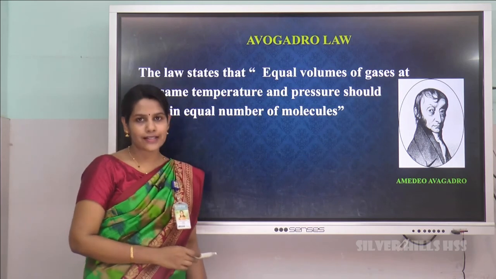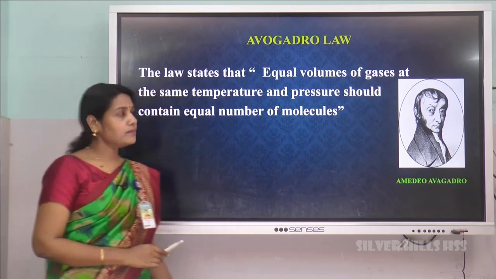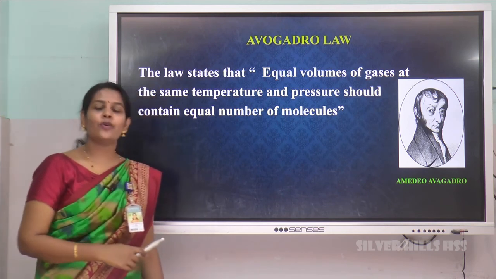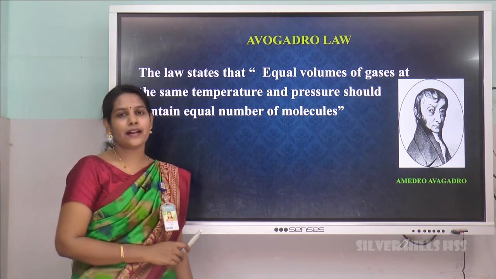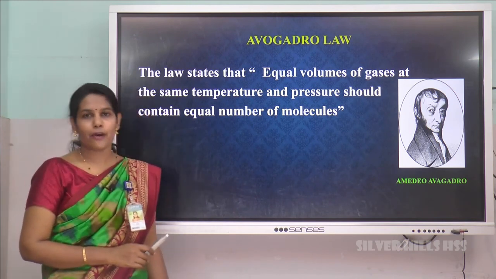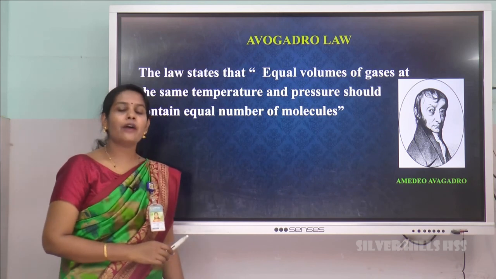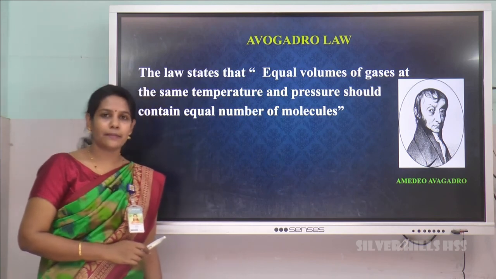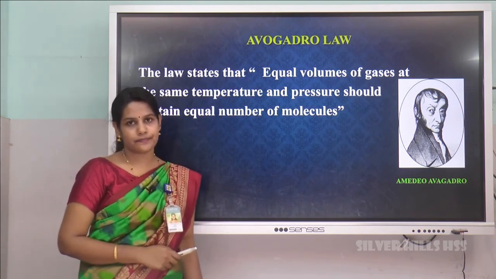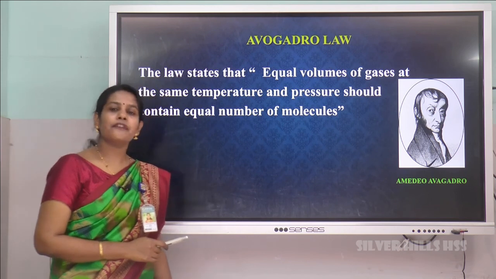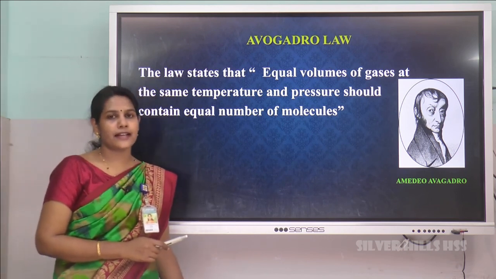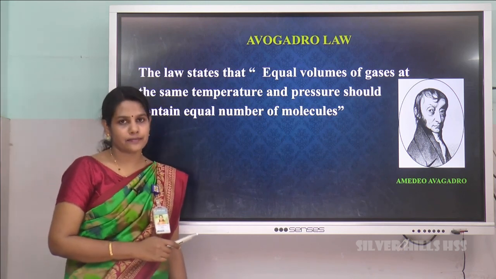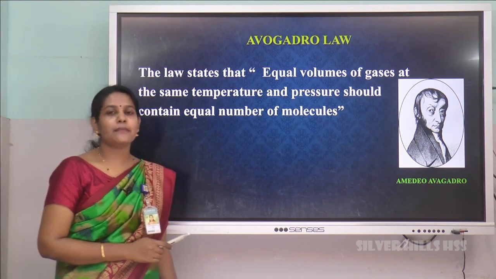Now let us move to the last law, that is Avogadro law, put forward by Amedeo Avogadro. The law states that equal volumes of gases at the same temperature and pressure contain an equal number of molecules. That is, if you count the number of molecules in different gases of the same volume at the same temperature and pressure, you will get the same number of molecules. For example, take 5 liters each of different gases such as nitrogen, oxygen and chlorine at the same temperature and pressure. Then all of them will contain the same number of molecules.